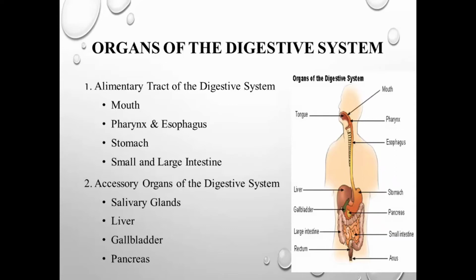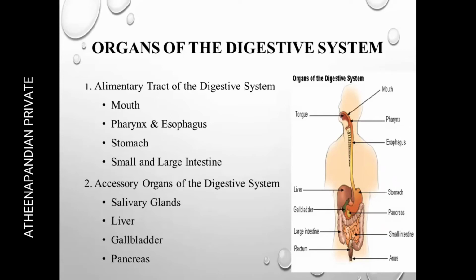Besides this alimentary tract, we have some organs which add the catalyst, which we call the enzyme, to perform the digestion faster, to fasten the process of digestion. These organs, or some of these glands, are present beside the alimentary tract to increase the process of digestion.